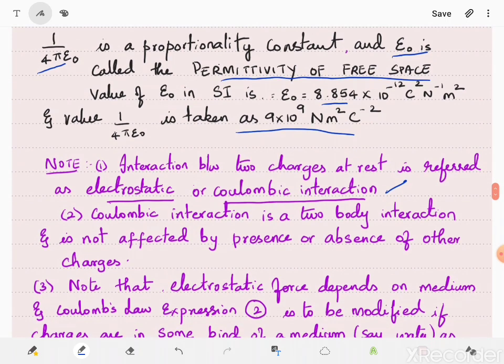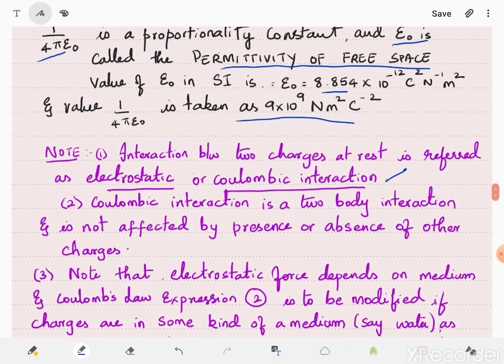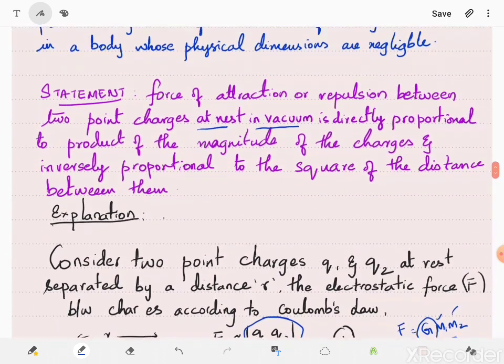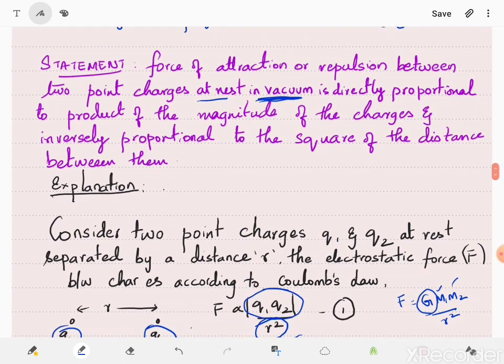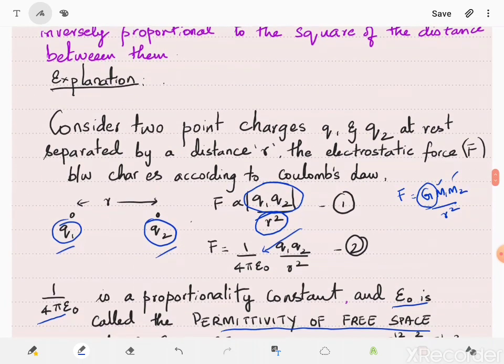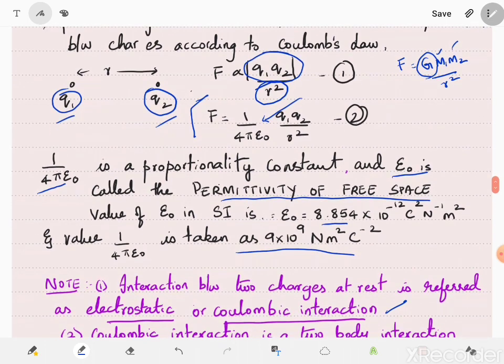Third important point is electrostatic force depends on medium, and Coulomb's law expression is to be modified if charges are in some kind of medium, say water. Just take a look at the statement. The statement says in vacuum. So it is very important to modify Coulomb's law statement if you are using this expression, rather, equation 2, in a material medium.